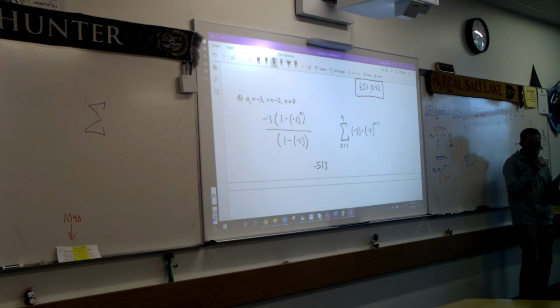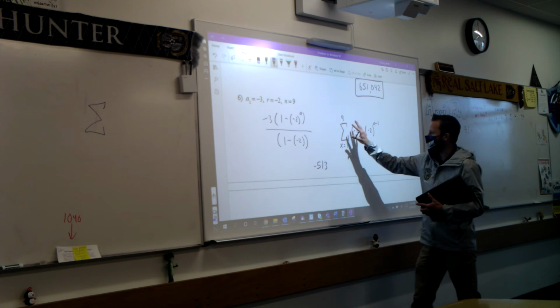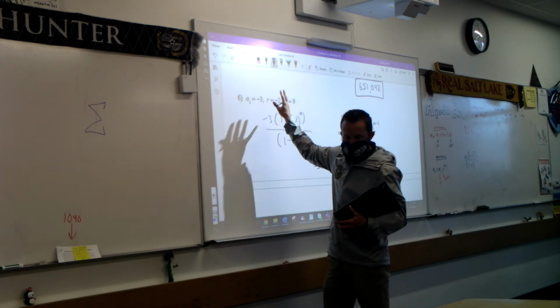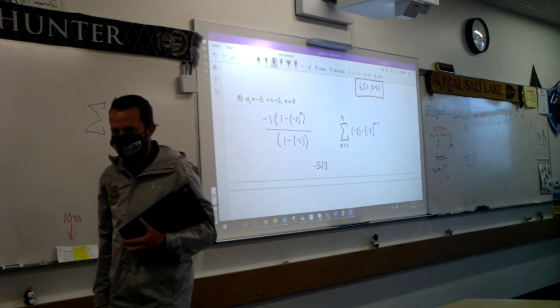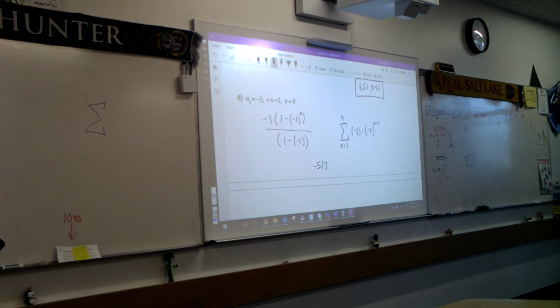So why don't we practice using this? Plug it in like this, because this is just this series, this sequence, but written in sigma notation. And let's see if we get negative 513 that way.